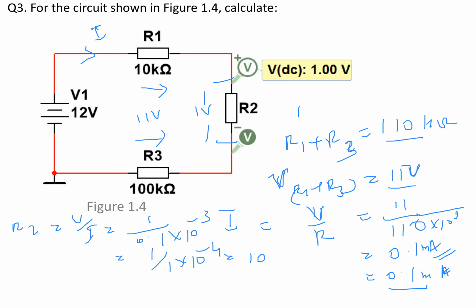So then the resistance is 10 kilo ohms. Very good. Yeah, 10, that is the answer. Okay, 10 kilo ohms. In that way you can find R2, that is 10 kilo ohms.